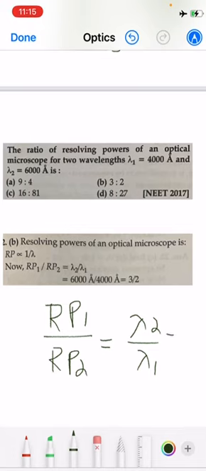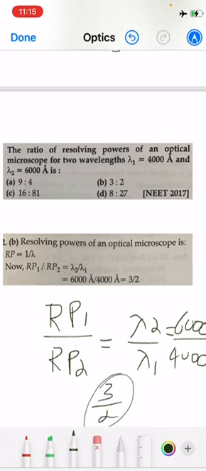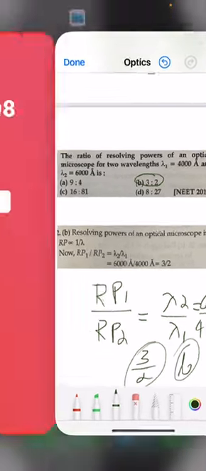And in the question, lambda 2 is given as 6000 and lambda 1 is given as 4000, which is nothing but 3 by 2. And the option which matches is my option B. Just see this. Okay, with such a simple logic, you get 4 marks in your exam. So please understand the simple formula that you need: resolving power is inversely proportional to wavelength.